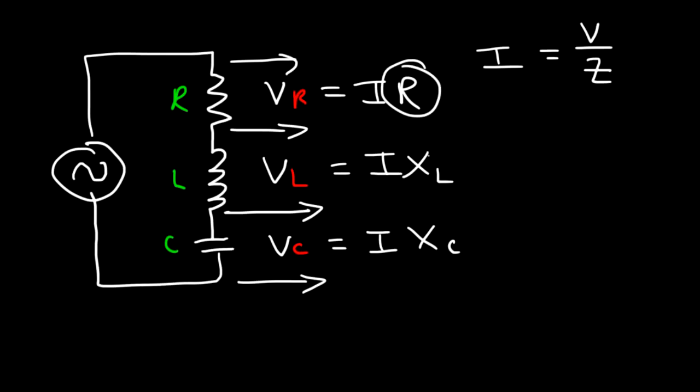R is the resistance in ohms. XL is the inductive reactance, which is also in ohms. XC, the capacitive reactance, is in ohms. Z connects R, XL, and XC together, as we've seen in this equation.